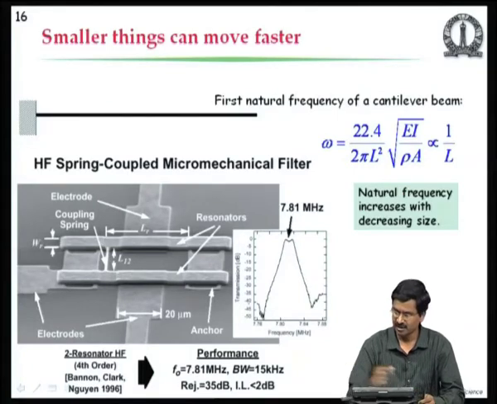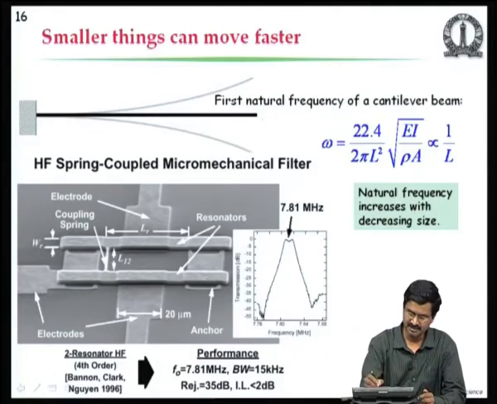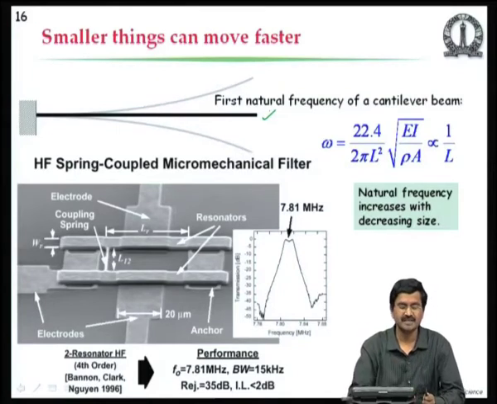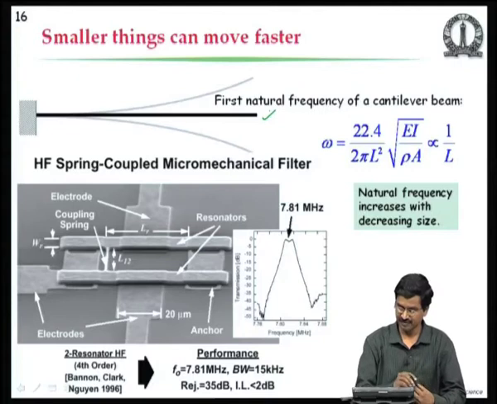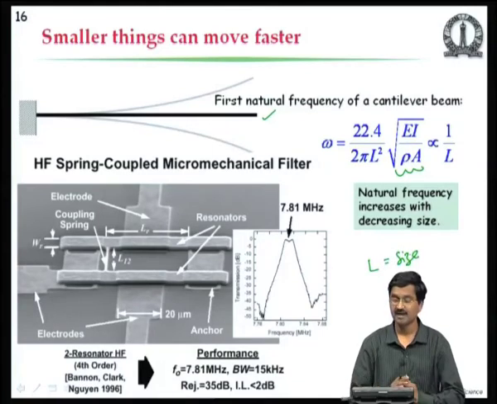That can be understood by looking at just this cantilever beam that we see here that vibrates like this. That is a frequency of vibration that we had taken as the natural frequency and discussed in the context of modeling the vibration effects in microsystems. If we substitute the values related to the size, we see that frequency is proportional to 1 over L, where L refers to size. That means that when you go for small scale systems, your frequency is going to be large.